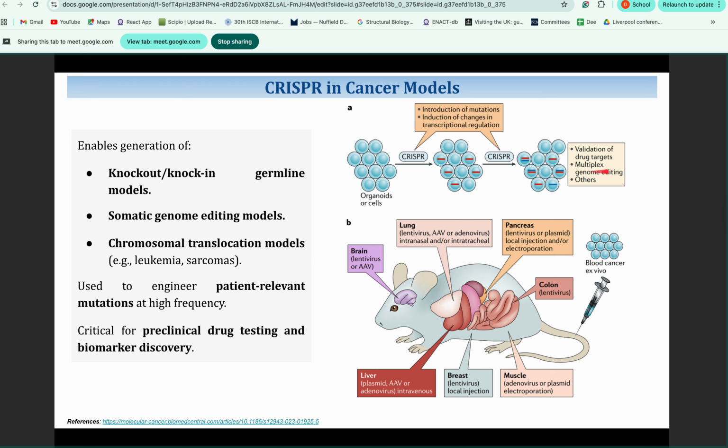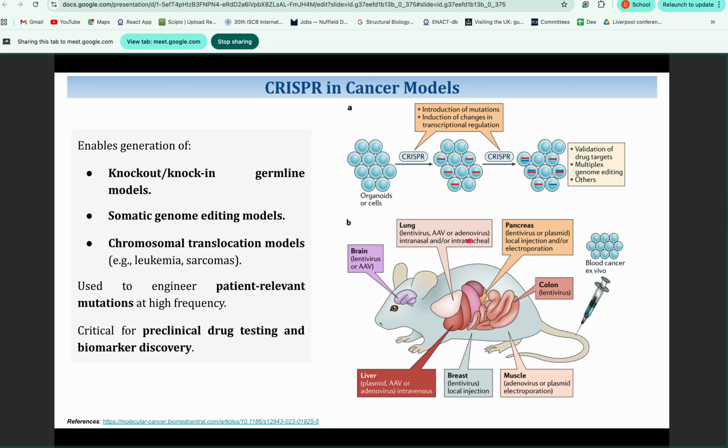Now validation of drug targets, multiplex genome editing, and others. So we are doing the genome editing using this CRISPR technology. These bars, as you can see, are the edited gene copies which are inserted into these cells. This is just for representational purposes, but we all know that each cell has DNA in the nucleus. There we are making these changes using the CRISPR technology.